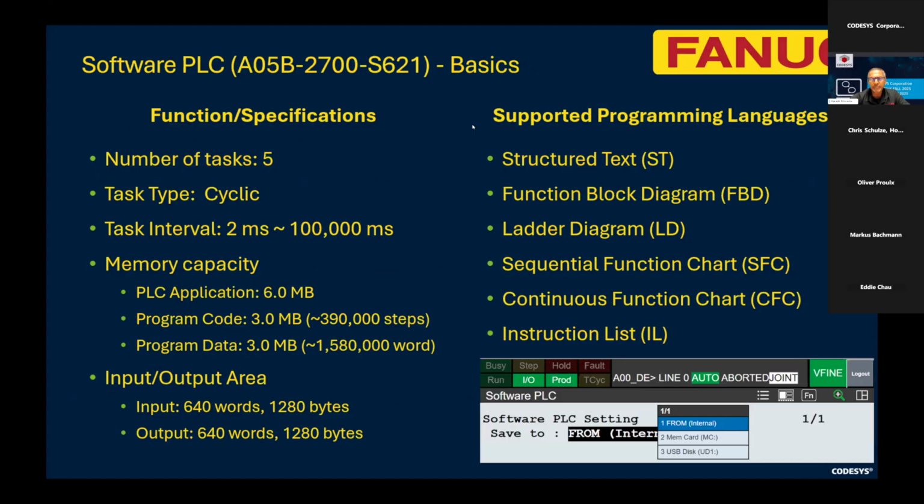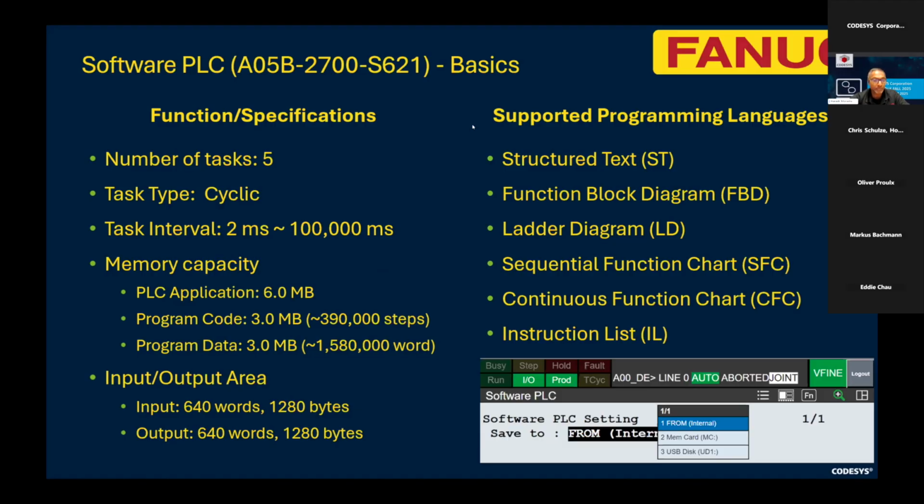Software PLC supports up to a maximum of 5 cyclic tasks with intervals that can be configured and adjusted from a minimum value of 2 milliseconds up to a maximum of roughly 100,000. In terms of memory capacity, a PLC application can be up to 6 megabytes in size, where program code and data memory capacity are set to 3 megabytes each, respectively.